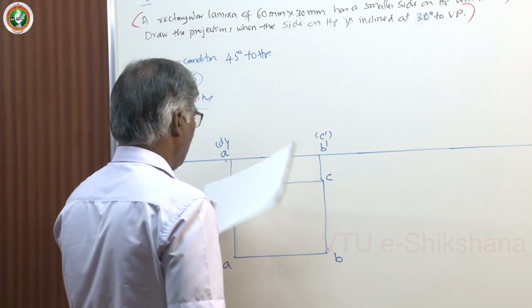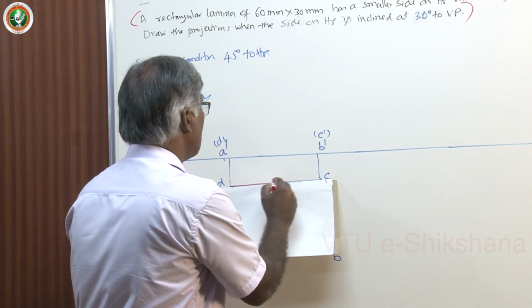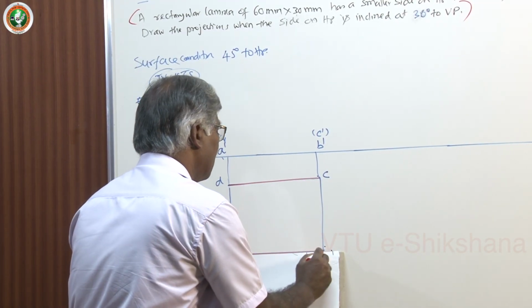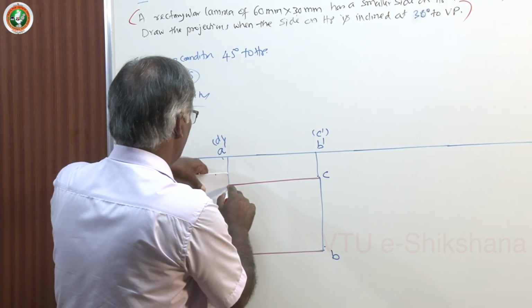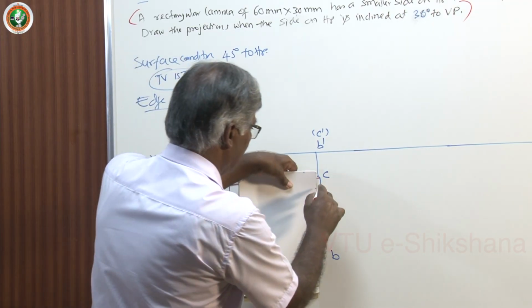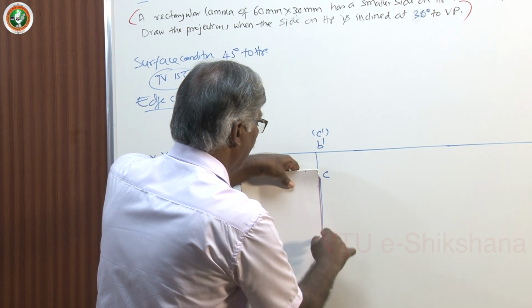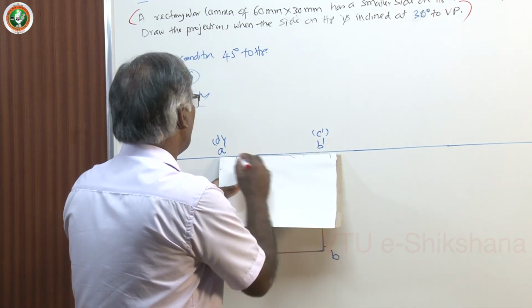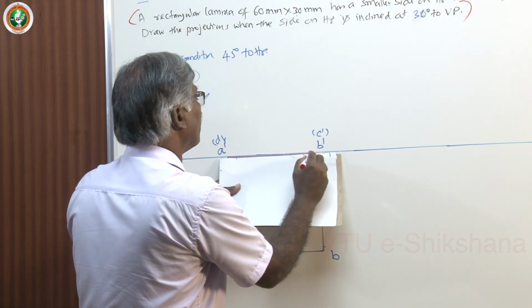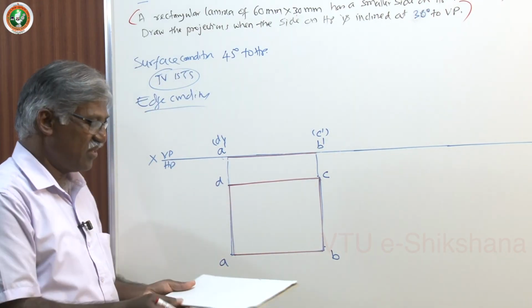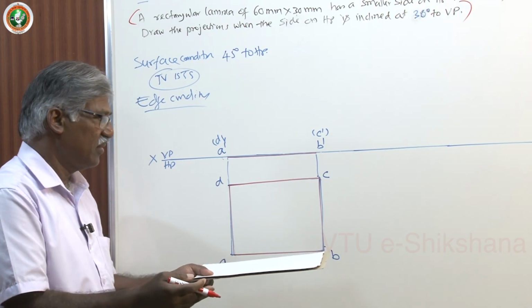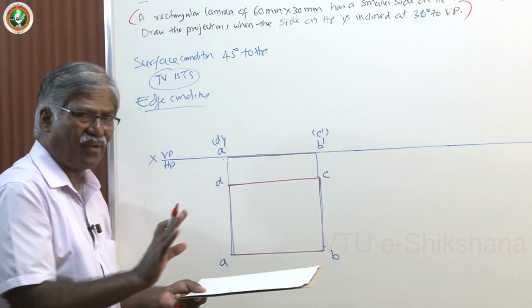I can darken this, 0.5 in the computer, darken this, and also darken this portion with 0.5. That means I can say the lamina is on HP and in front of VP. How much it is in front of, let us not worry.